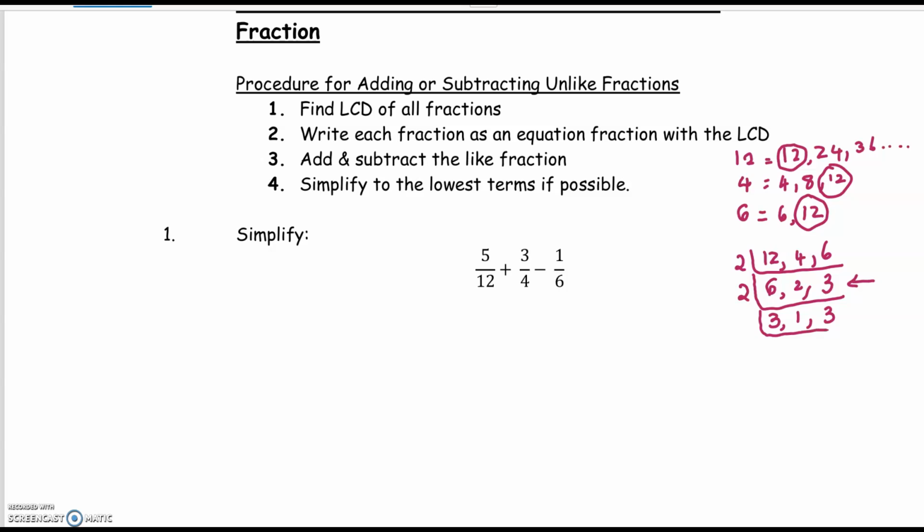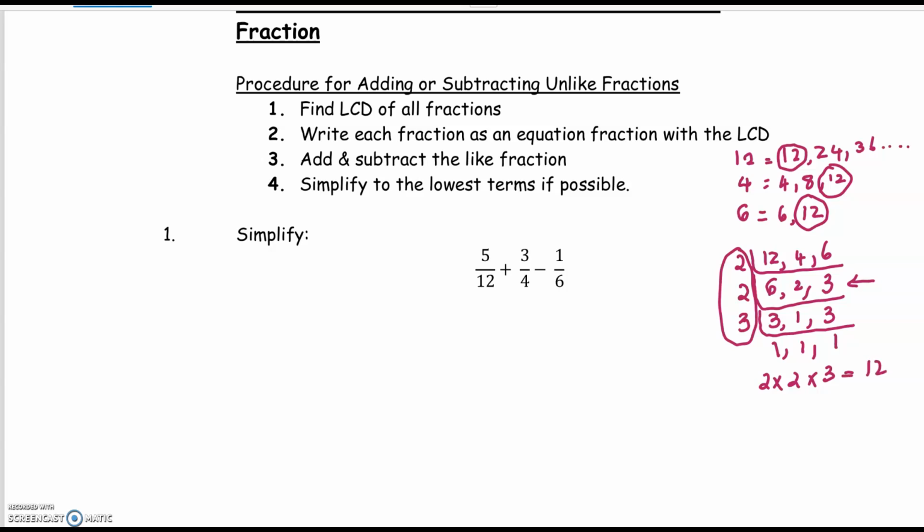None of these numbers are divisible by 2. So we are done with the 2's. We start with the 3's. 3 is the next larger prime. So 3 goes into at least 1 for sure. And that ends our process. So what is the LCM? We look at these numbers and we go 2 times 2 times 3 equals 12.